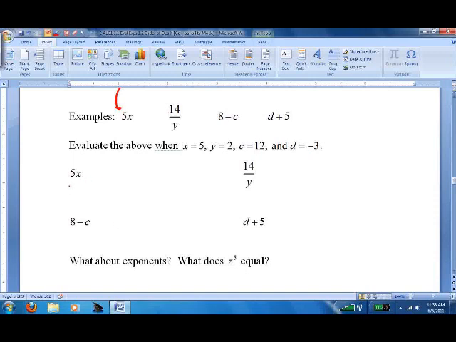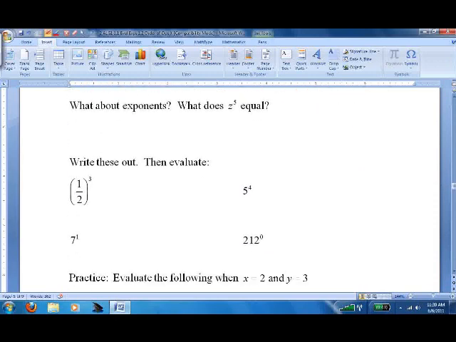So if it's 5x and x equals 5, we just say 5 times 5 equals 25. If it is 14 over y when y equals 2, we just say 14 over 2 equals 7. If it is 8 minus c when c equals 12, we say 8 minus 12 equals negative 4. And if it's d plus 5 when d equals negative 3, we say negative 3 plus 5 equals 2. I like to double line my answer so you know what I've got there.